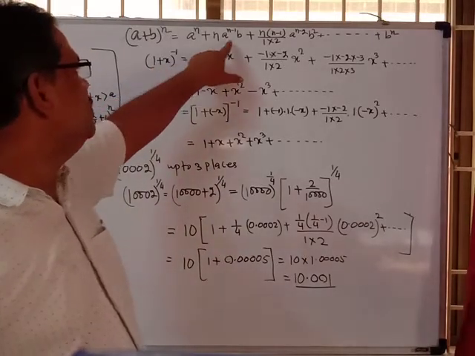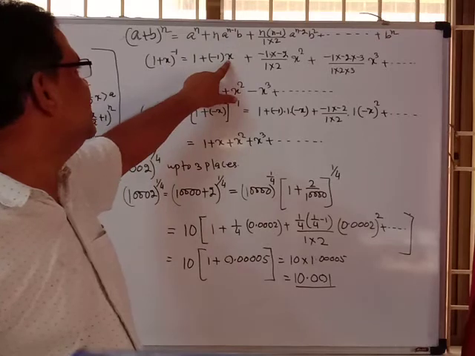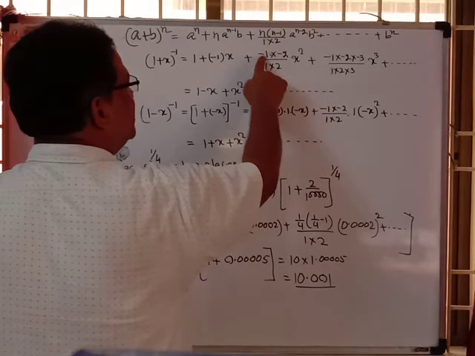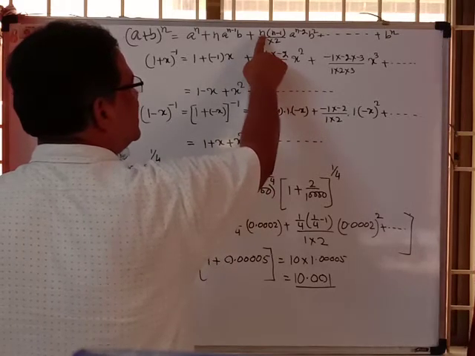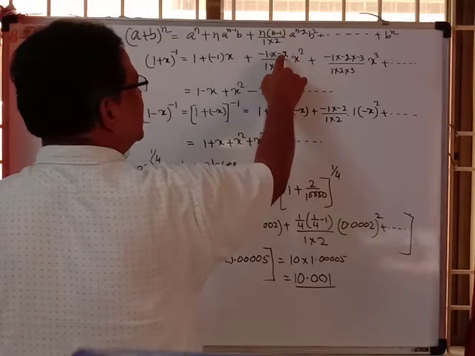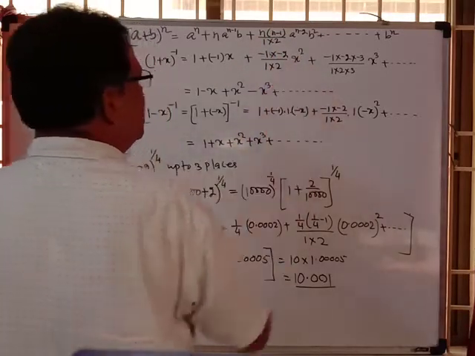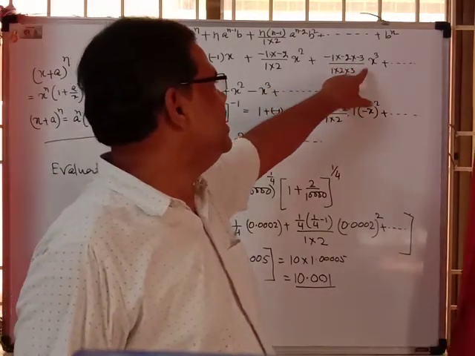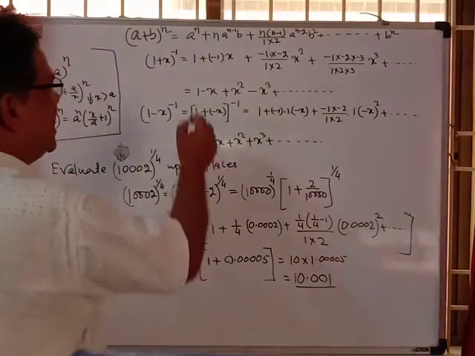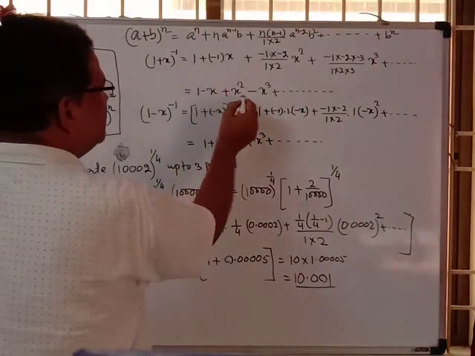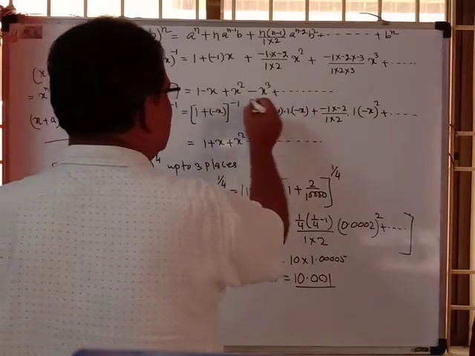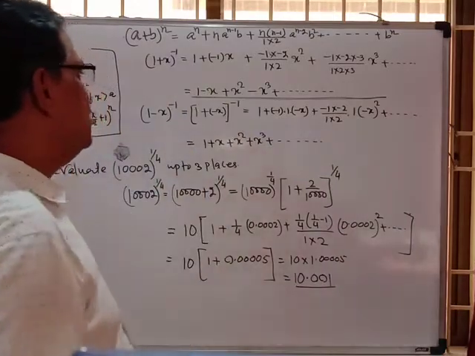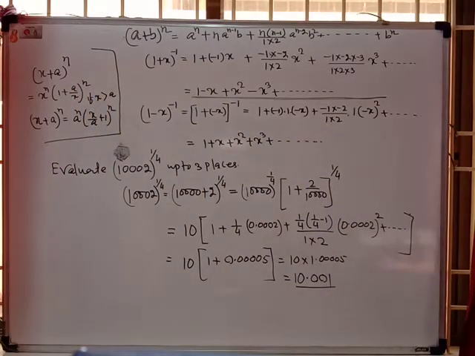So it is 1 into b, where b is x, that is x to the power 1. In the same manner, plus n into (n minus 1), that is minus 1 into minus 2, because n is minus 1, upon 1 into 2, into x square. Plus minus 1, minus 2, minus 3 upon 1 into 2 into 3, into x cube, plus and so on. In this manner you will get the expression: 1 minus x plus x square minus x cube.